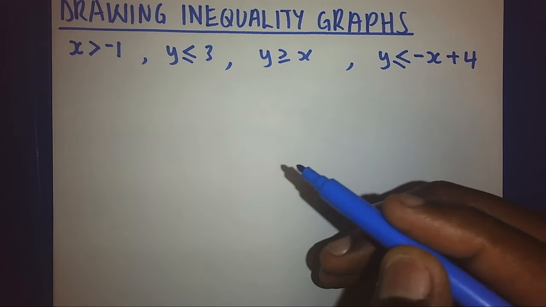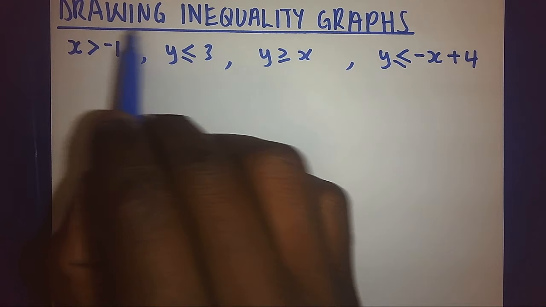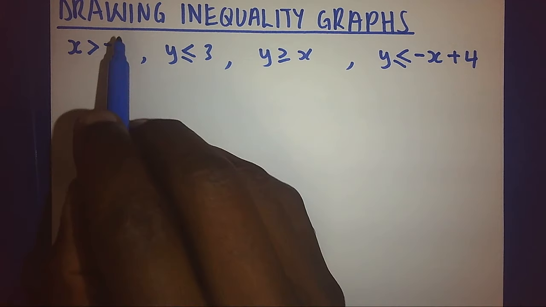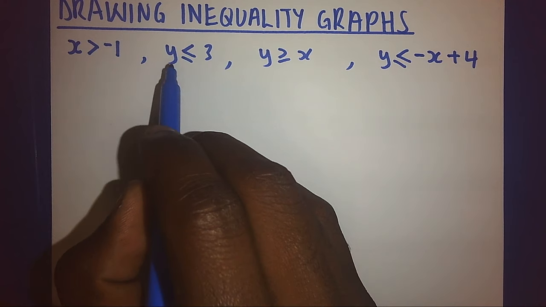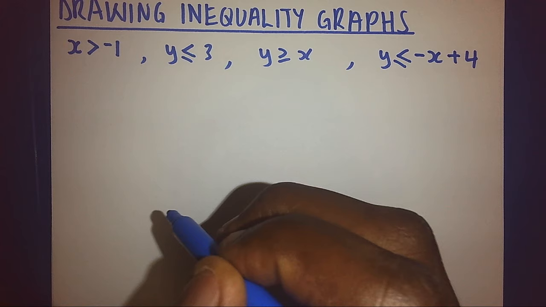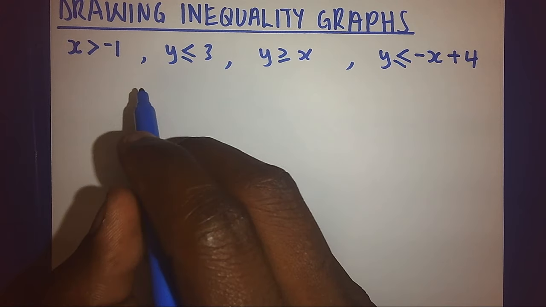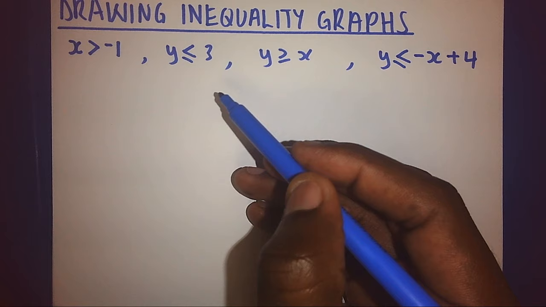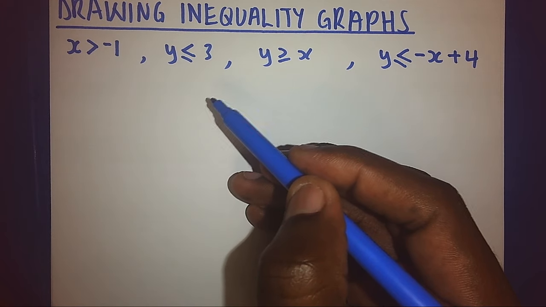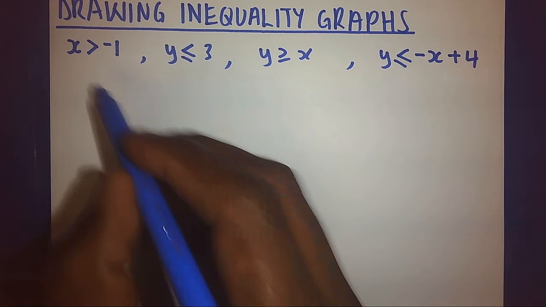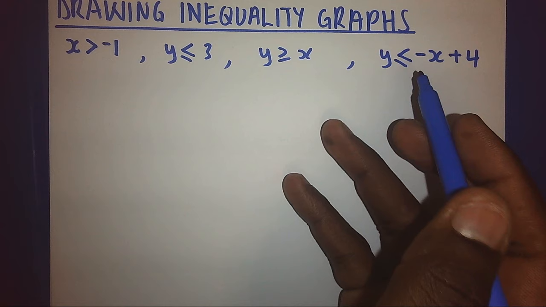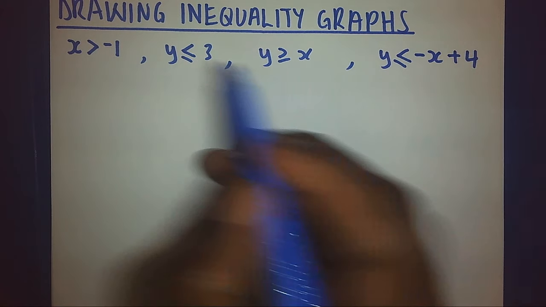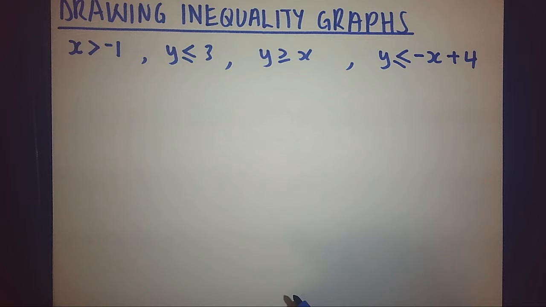We are looking at drawing inequality graphs. Now, inequality graphs are always represented by shading. For our case, we are going to concentrate on shading the unwanted region, and the region which is required will not be shaded. Now, we have four inequalities here. We are going to draw their inequality graphs, and we shall put all of them on one coordinate plane.